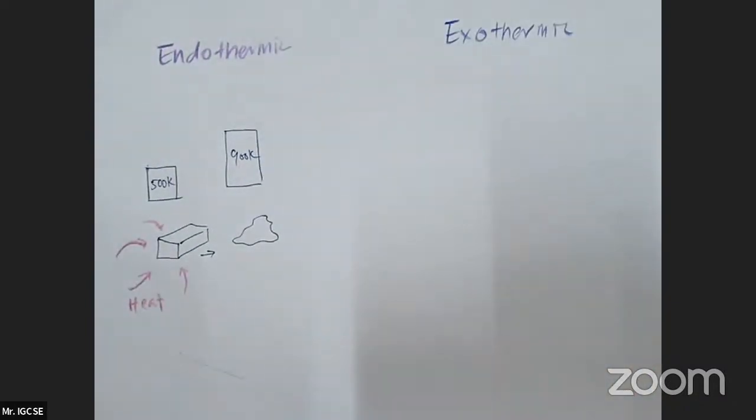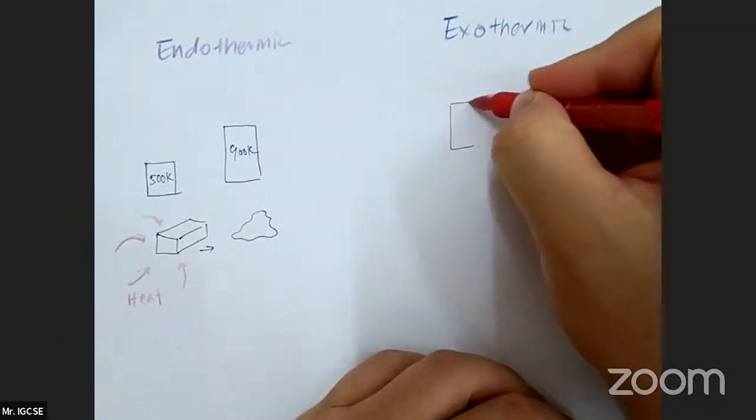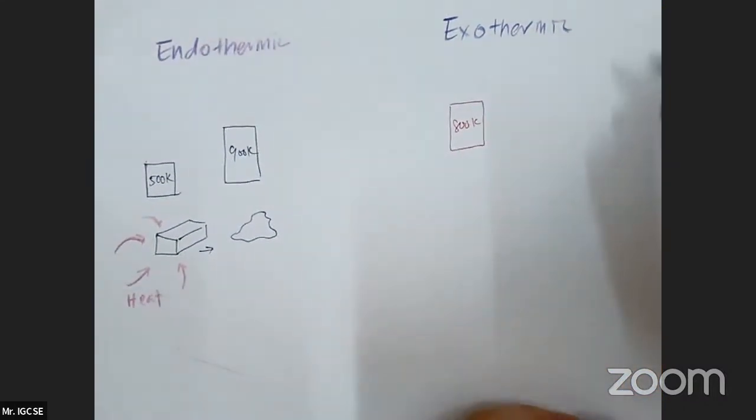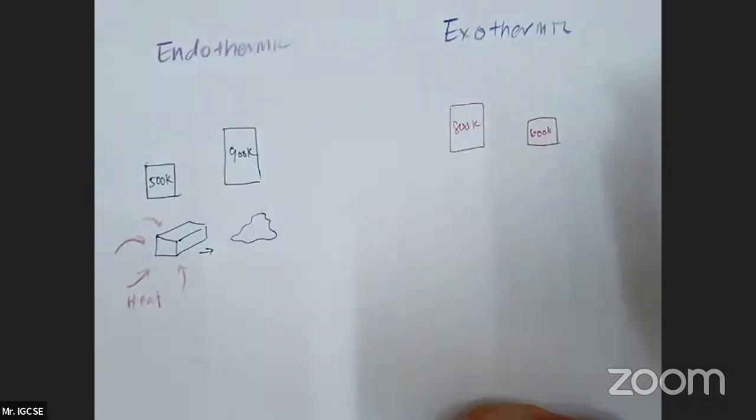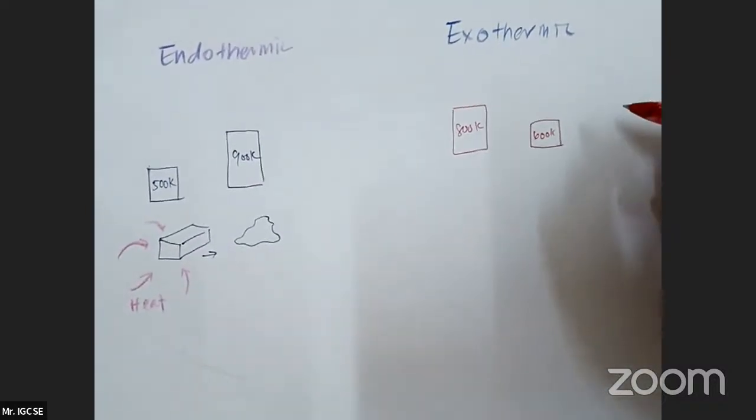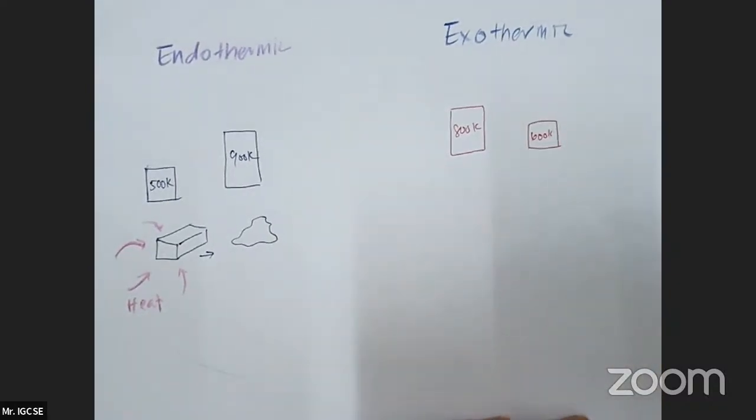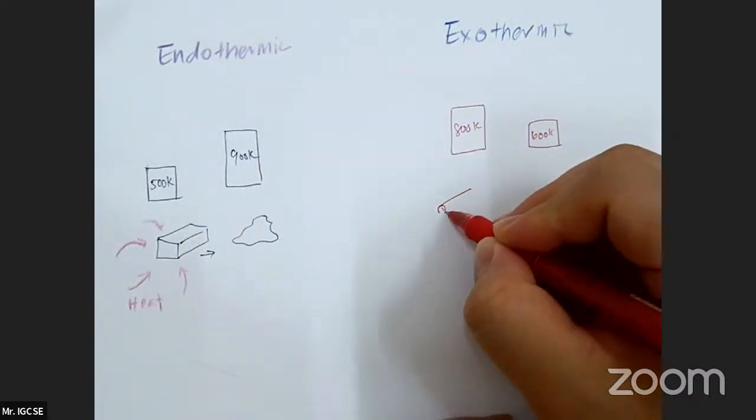For example, I give you an example. Originally, the heat is 800 K. After the reaction, the energy will become 600 K. So from 800 to 600, it means that there's a drop here. So when you burn some charcoal, I draw some charcoal here. It's made from wood.